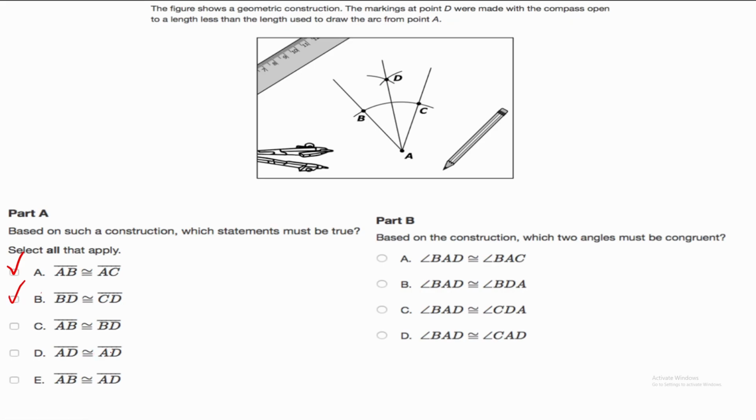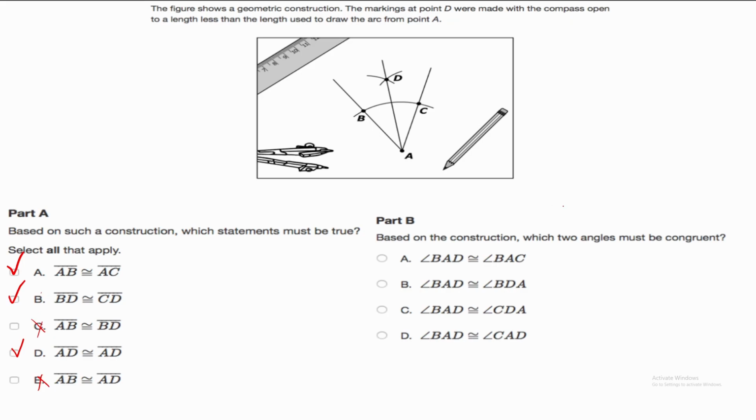AD is congruent to AD. Hey, this is what we call our reflexive property, which we're going to learn about next marking period. Something is equal to itself. Of course it is. It sounds stupid, but yeah, it is. And then AB is congruent to AD. Just look at that. AB is here. AD is there. Are they the same length? No, they cannot be the answer. So E and C are not it. It's only A, B, and D.